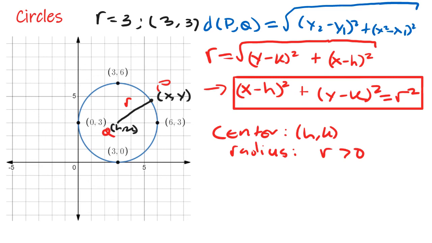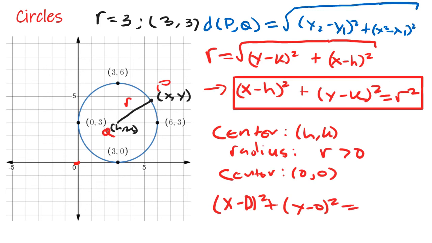Now, if the origin was our center, so if the center was the origin, which would be right here at 0, 0, then that would give us x minus 0 squared plus y minus 0 squared equals r squared. But doesn't that give you x squared plus y squared equals r squared?